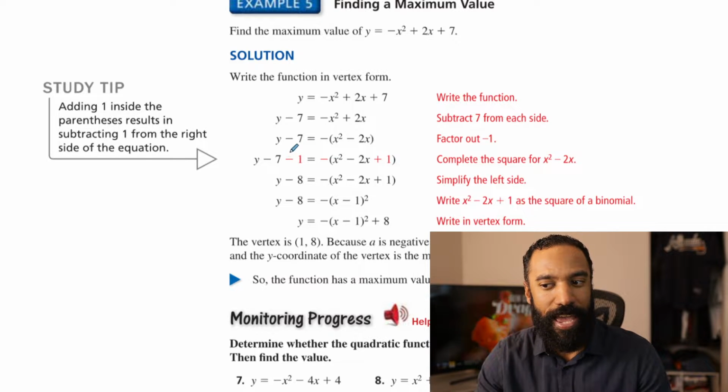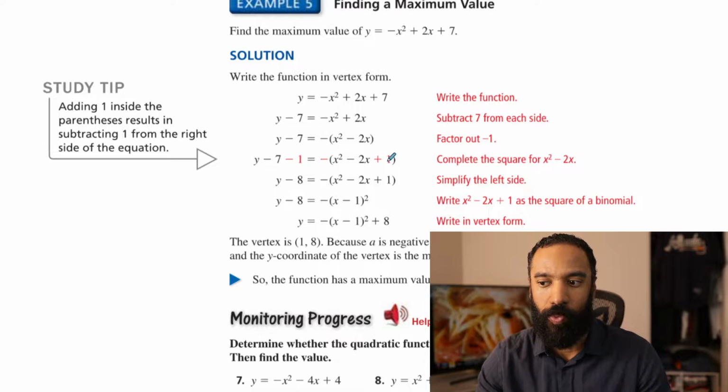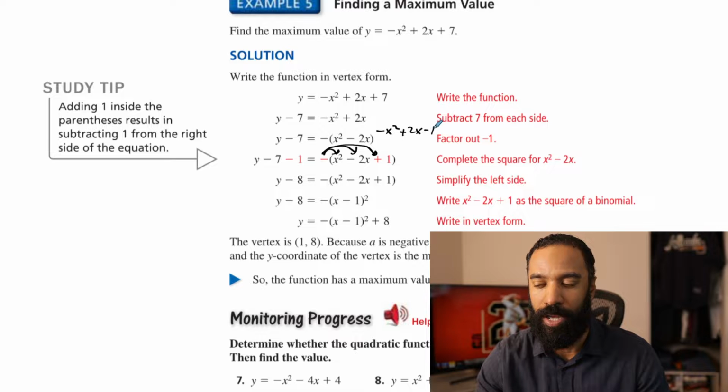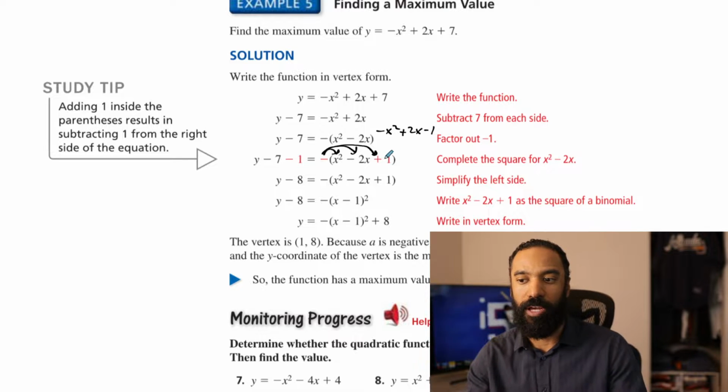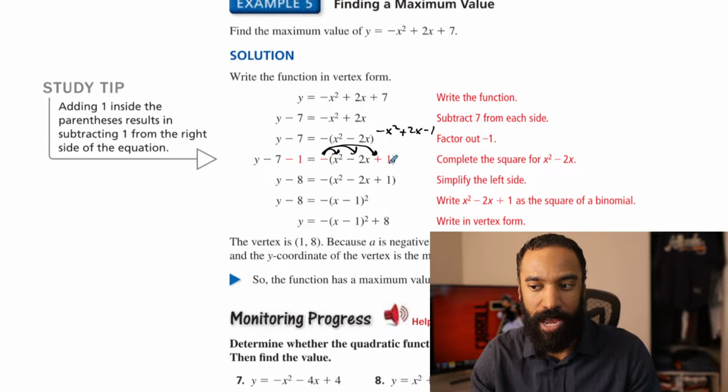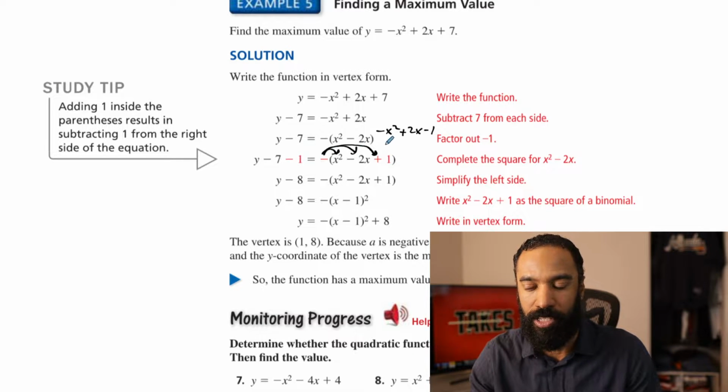Now, why don't they add 1 to this side? Why do they subtract 1? Because this isn't really just a plus 1. Remember what would happen if, which we're not going to, we distributed this negative back into here, this would say negative x squared plus 2x minus 1. So technically, even though plus 1 is inside the quantity, a negative distributed into there means we're technically subtracting 1 on this side, which means we're subtracting 1 on this side.